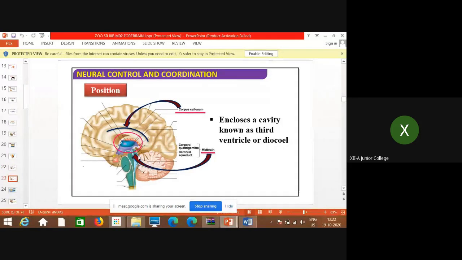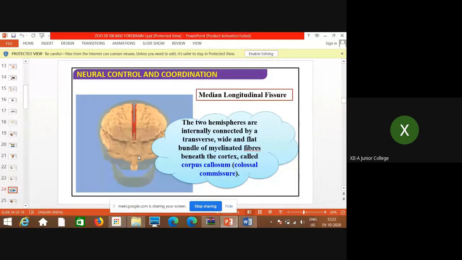This is the position, and it encloses a cavity known as the third ventricle, also known as the diocele. I will explain this part in the next section, where we will discuss the different types of ventricles. Just remember that it encloses a cavity called the third ventricle. See here, it is very clearly seen.